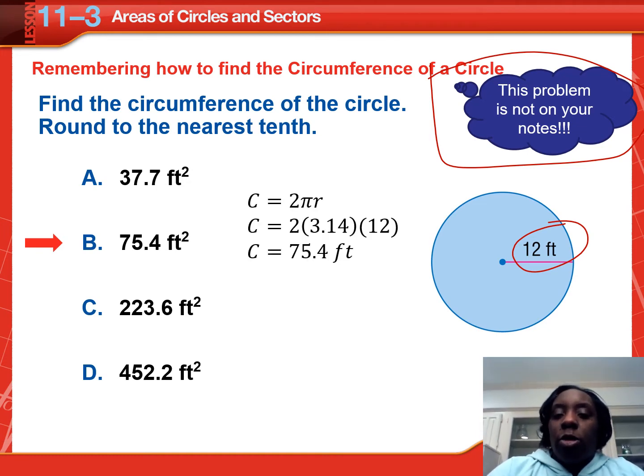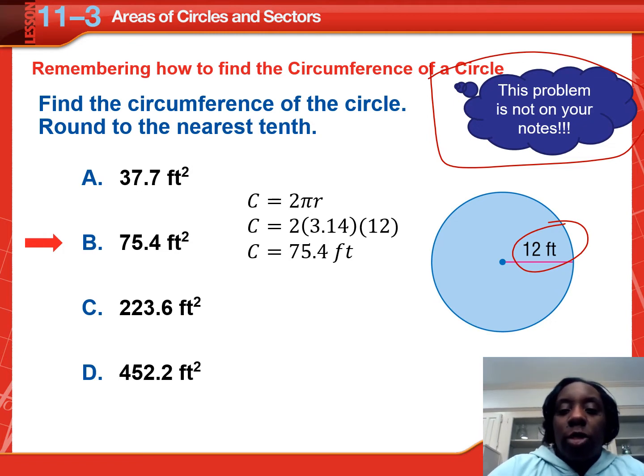The formula says circumference is 2 pi r. Right now we're just going to use 3.14 for pi instead of the pi on the calculator, in case you don't have a calculator with pi on it. So 3.14 times 12, I multiply that out and I get 75.4. That easy. You guys do remember circumference. That's an 8th grade topic.